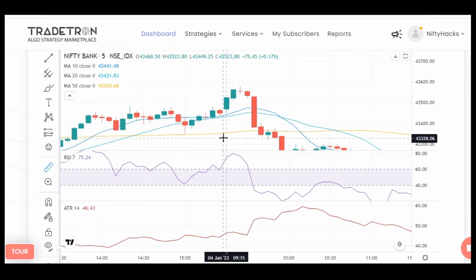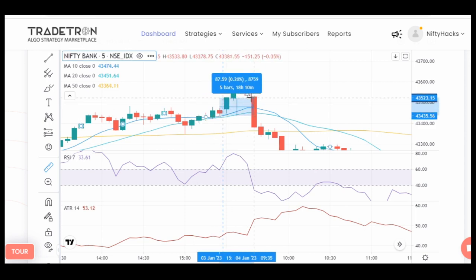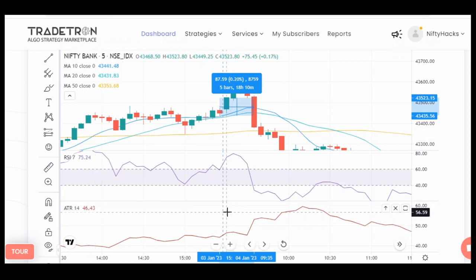So ATR at 9:15 was at 46, and our SL would be the lowest low value whenever RSI crossed above this. The lowest low value is this candle. So let's mark this. This range is around 87 points, so obviously below 40, 46 into 2.3.